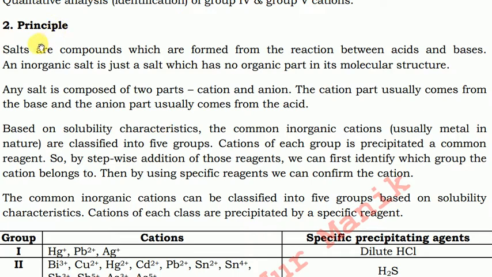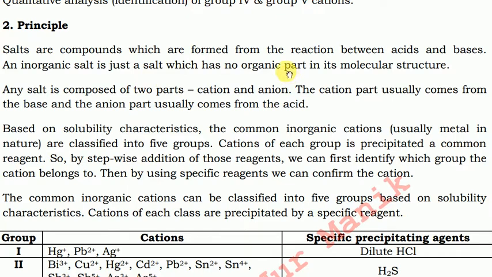The principle states that salts are compounds which are formed from the reaction between acids and bases. For example, ammonium chloride is a salt that can be produced by the reaction between hydrochloric acid and ammonium hydroxide, where hydrochloric acid is an acid and ammonium hydroxide is a base. So we can say that salts are compounds formed from the reaction between acids and bases. An inorganic salt is just a salt which has no organic part in its molecular structure. In the case of ammonium chloride, there is no organic part in its molecular structure.